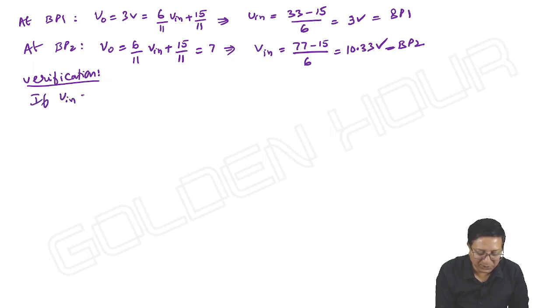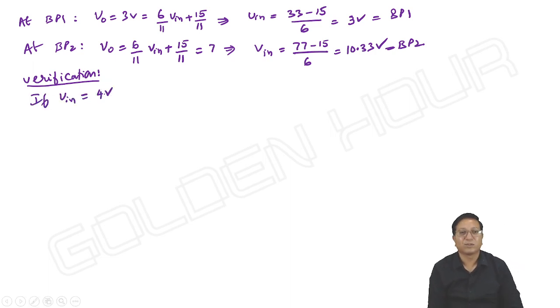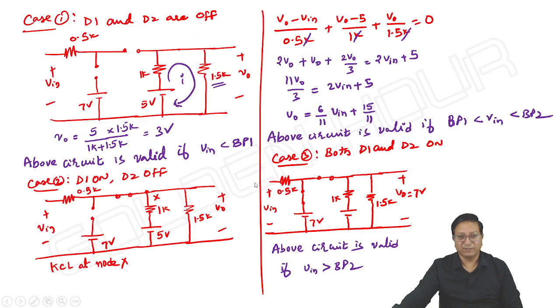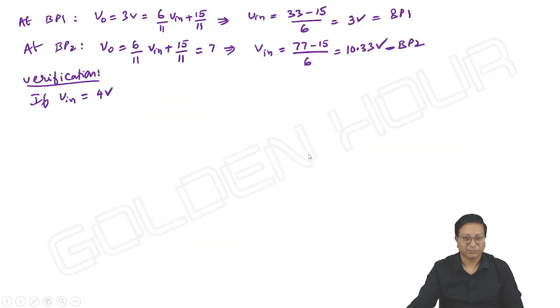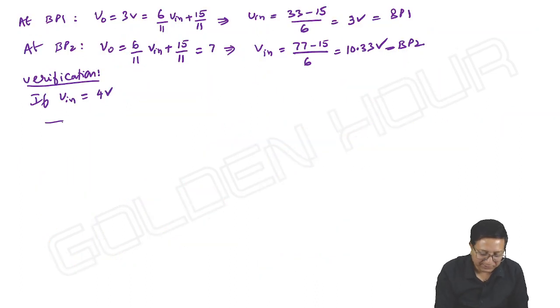If V input is equal to 4 volts, then what happens? It looks like D1 should be off. Anyway, D2 is off, and D1 also should be off, right? But I'm saying D1 is on. If D1 is on, ID1 we can calculate, it should be positive. Is it not so?